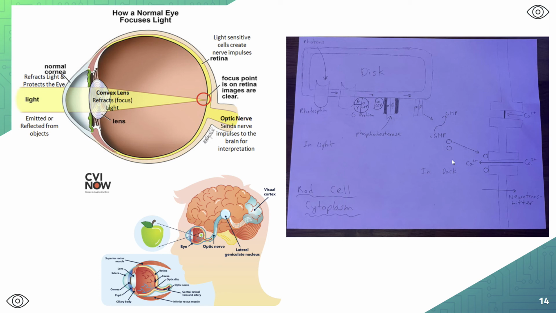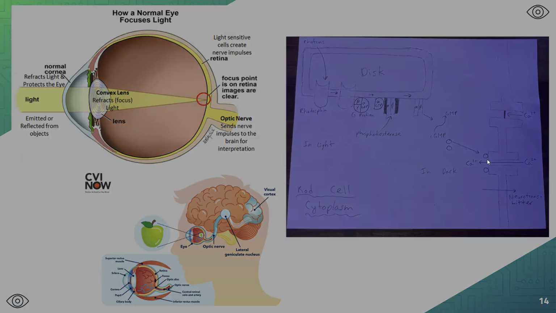And on the right here is a diagram that Gabe drew, which talks more about the reception to reaction of the rod cells that Anirudh talked about earlier.